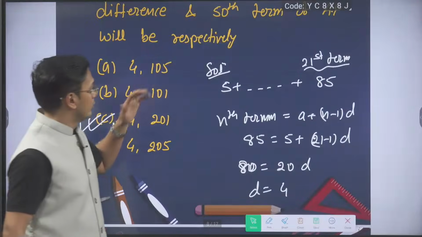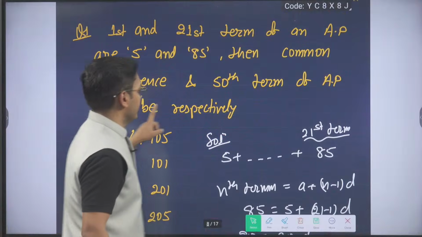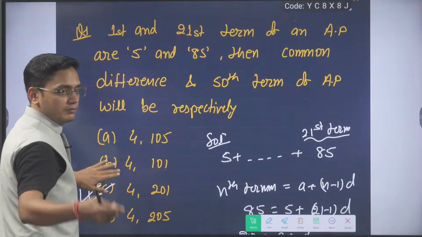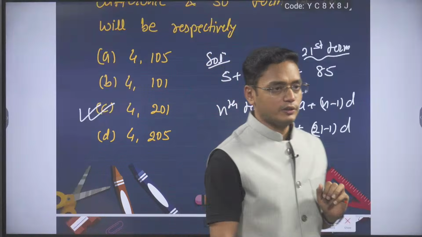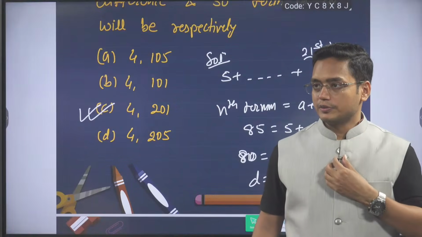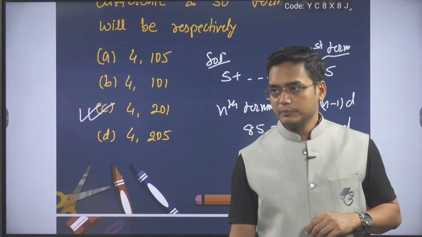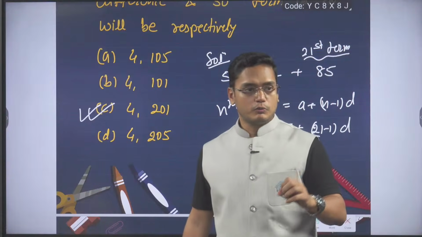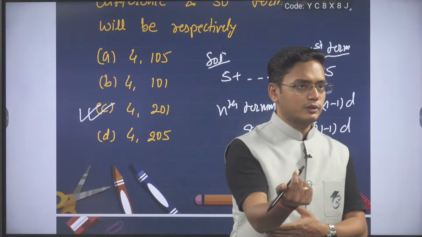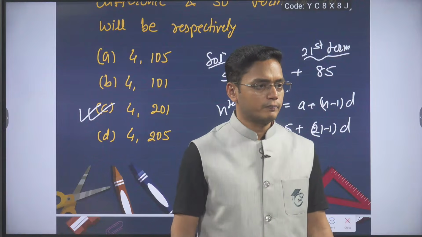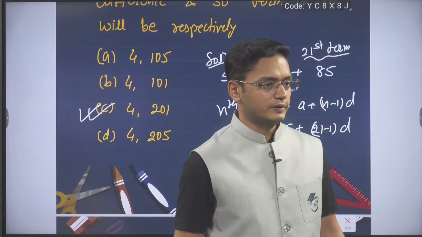After that, what do we have to find? The 50th term of the AP, that means the nth term. Audio is breaking now, my voice is breaking. Please check once. Just give me 1 minute. The Zoom voice is breaking. Is it okay now? Voice is not clear. Yes, sir. Fine. Okay, it's clear.